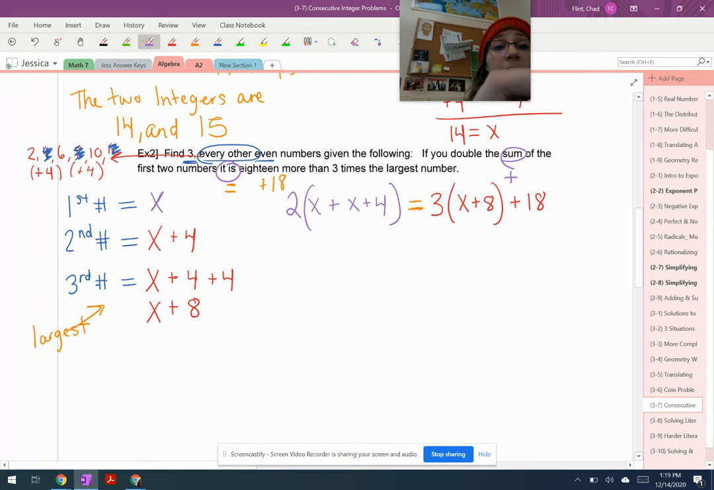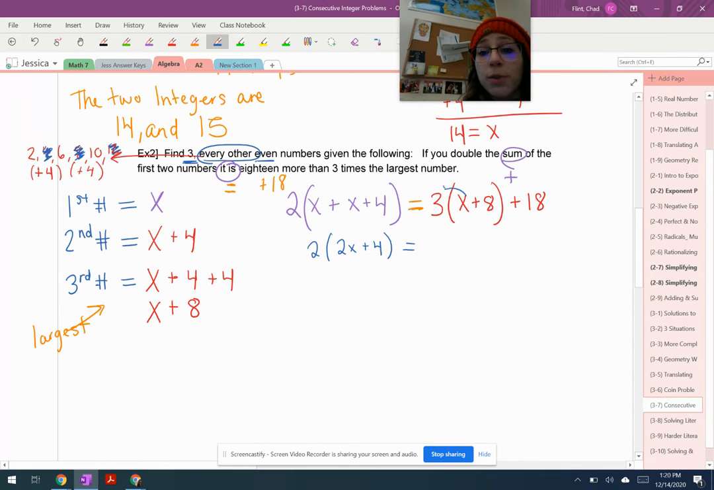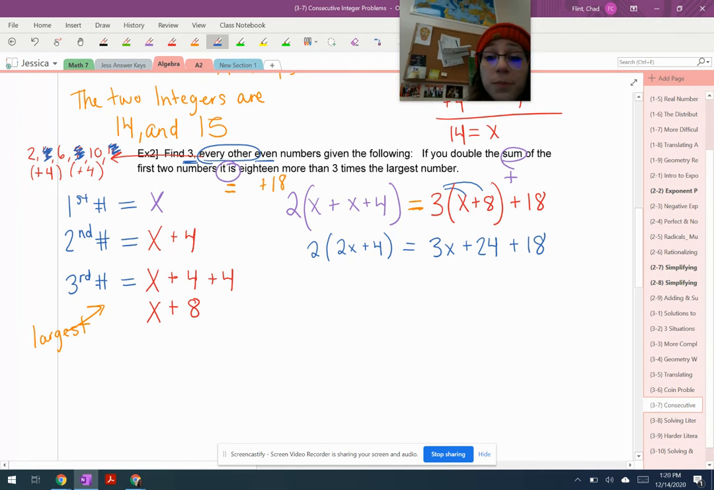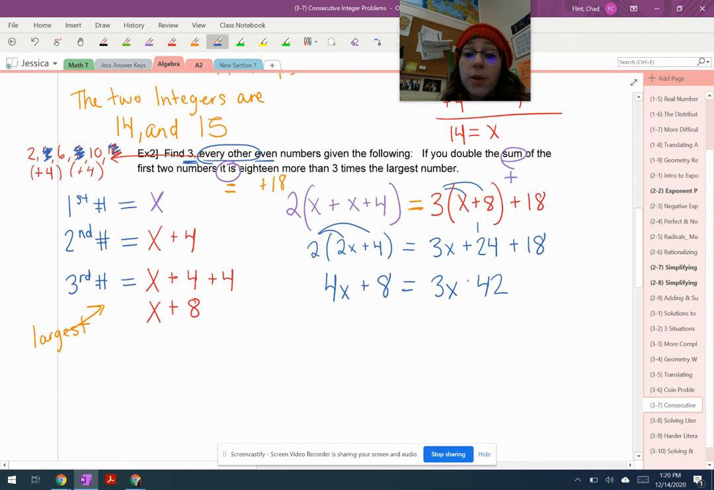So now you just need to go ahead and solve that equation. Do some simplifying, do some math there. So 2 parentheses, that's going to be 2 times x plus 4 inside the parentheses. Distribute the 3 to both pieces: 3x plus 8 times 3 is equal to 24. And then carry down that 18. Doing the distribution on that other side, 2 times 2x is 4x, 4 times 2 is 8. On the other side, 3x, 24 plus 18 is 42.